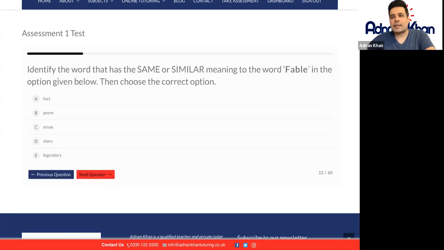So identify the word that has the same or similar meaning to the word fable. Fable. So fable is actually a story, another name for a story. Let's go on to the next question.